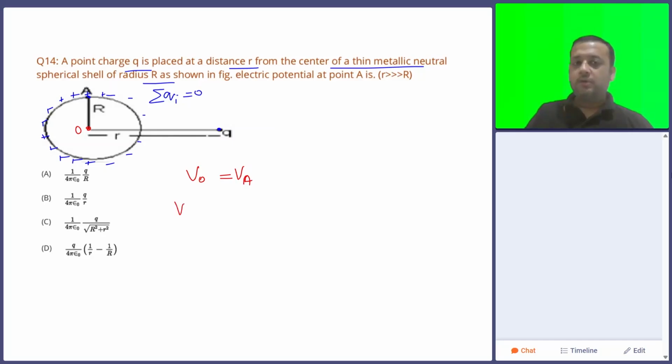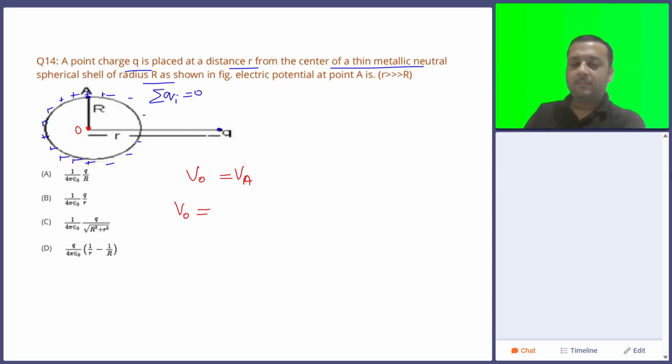And what is the potential at O? The potential at O due to induced charges will be zero, because the total sum of induced charges is zero. Basically, if you write the potential due to induced charges at the point O, every charge dq is at the same distance from the point O.